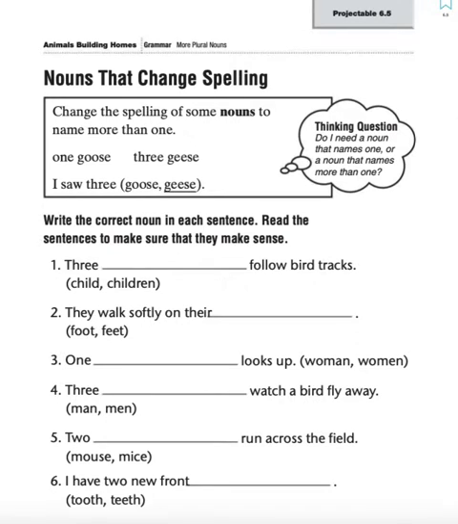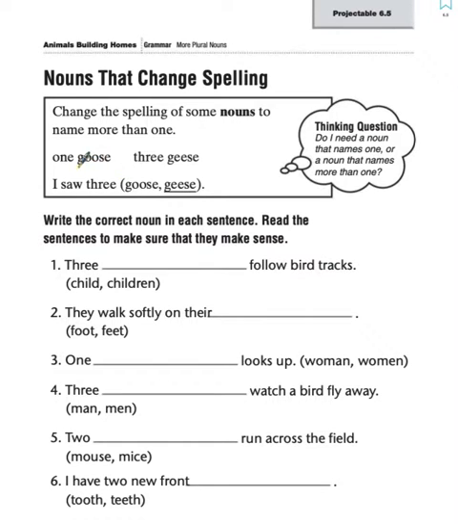So let me bring my pen up here, put it off to the side. Right here we have some nouns that change spelling. And it says in the box, change the spelling of some nouns to name more than one. So we have 1 goose, 3 geese. So notice that goose is spelled G-O-O-S-E, and geese is spelled G-E-E-S-E. And let me grab a pen here so that I can underline that.